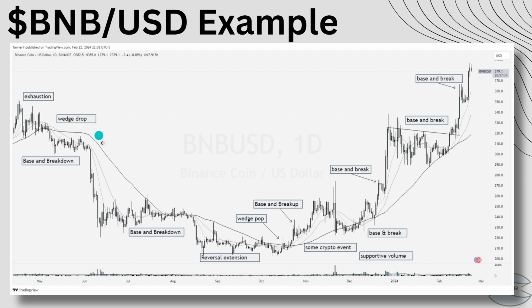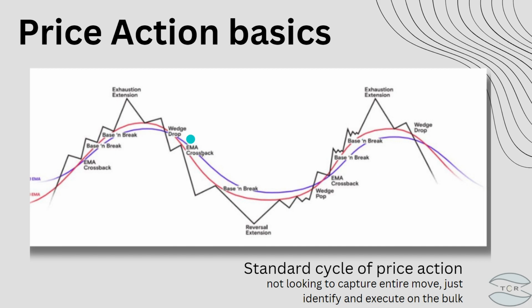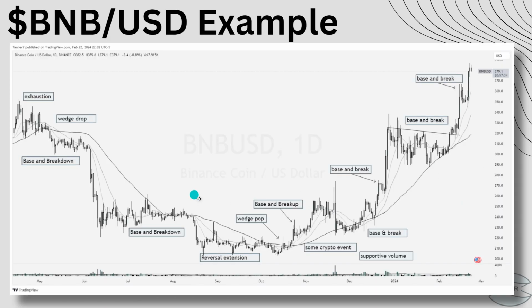So here's a pretty good example of exactly that, right? Here's the example of somebody who created this image online, and then here's an example of it going on with BNB, the Binance coin. So you can see you have this exhaustion over here on the left side, and then as time goes on, it bases out, moves sideways, and breaks down. Bases out, moves sideways, and breaks down.